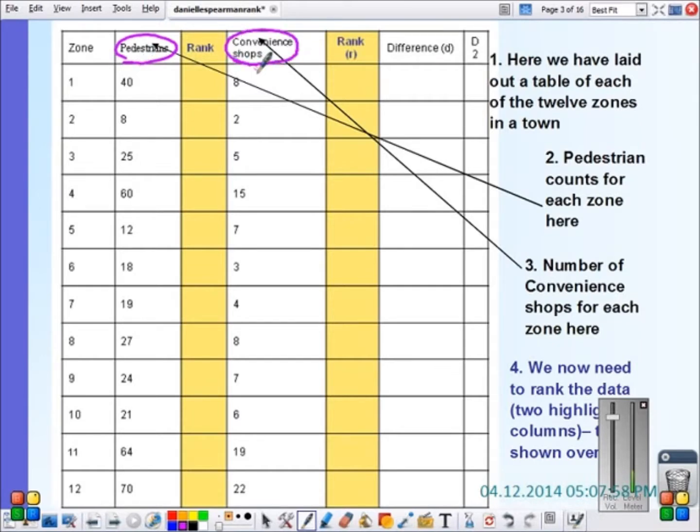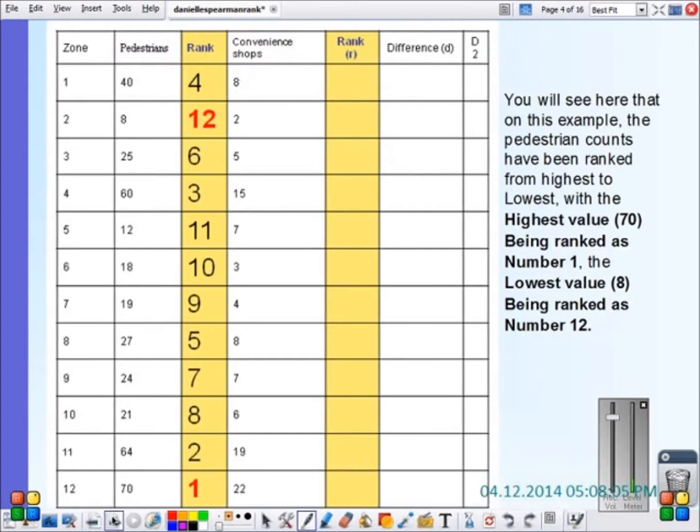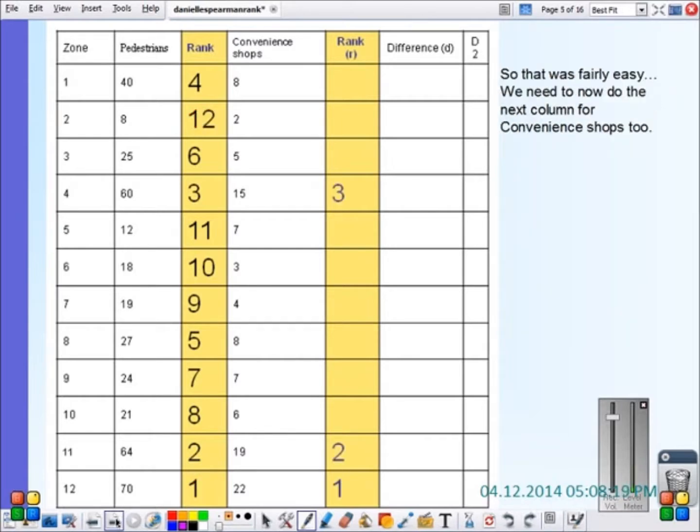We now need to rank the data in the 2 highlighted columns. This is a shown overlay. Here you will see an example of this. The pedestrian counts have been ranked from highest to lowest, with the highest value of 70 being ranked as number 1, the lowest value 8 being ranked as number 12. So that was fairly easy. We now need to do the next column for convenience shops.